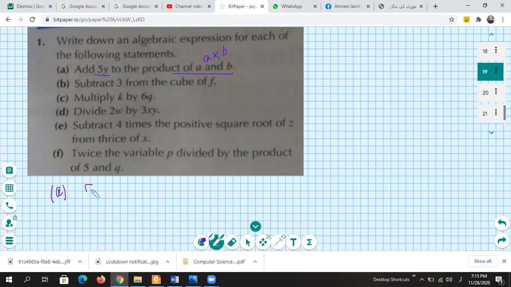So 5y is the first term, and the second term is the product of A and B. So I'm adding 5y and A multiply B, which can be written as AB. So I have converted this statement written in English into mathematical form, an algebraic expression. That is 5y plus AB.